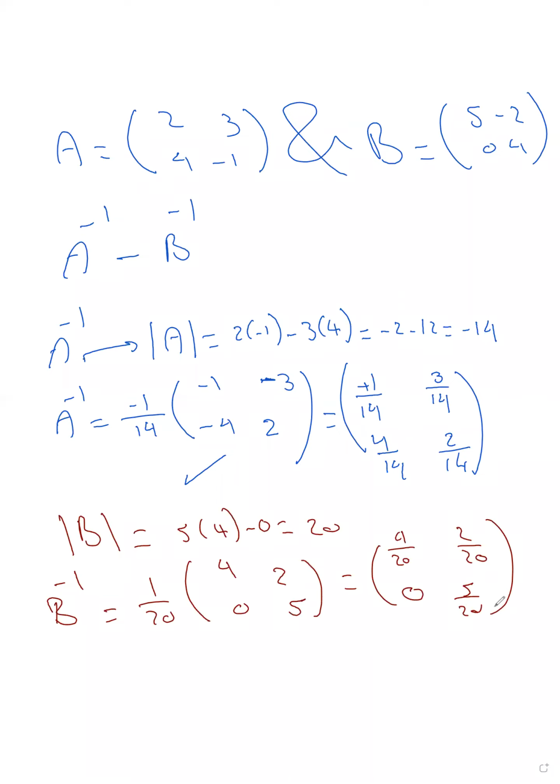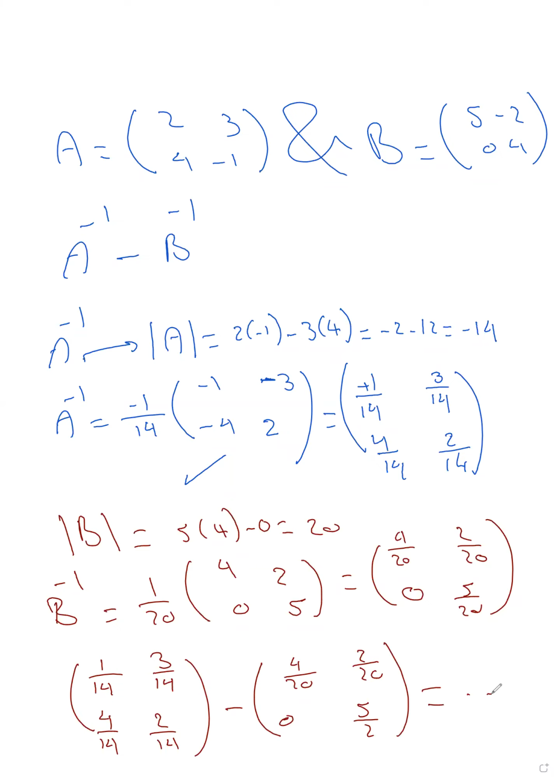We need to subtract the inverses. It will be 1 over 14, 3 over 14, 4 over 14, 2 over 14, or you can simplify them, minus B power negative 1: 4 over 20, 2 over 20, 0, and 5 over 20. Okay guys. Okay, sir. And define the subtraction.